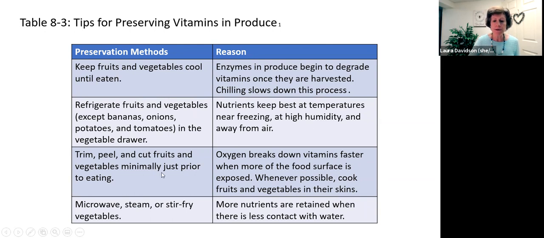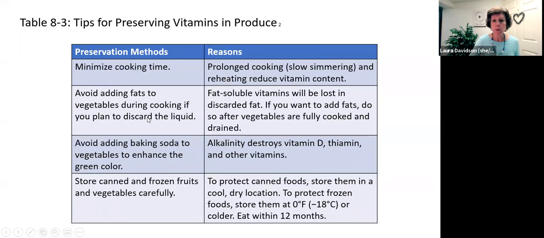You don't want to prepare them till right before you're going to consume them, as far as trimming and peeling and cutting, because oxygen breaks down the vitamins faster with more surface area. You want to keep heat in cooking and water in cooking as well to a minimum. So something like a quick stir fry or minimizing the cooking time is better. Prolonged cooking and reheating reduces vitamin content.